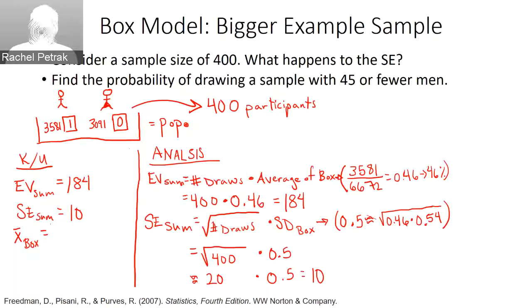So what happened when we increased our sample size? Well, if we compare this to our smaller sample size of 100, we can see that the standard error went up. Let's also interpret our results for a moment. We know now that the standard error for 400 draws is 10, so we know that the number of men in the sample will be around 184, give or take 10 men.